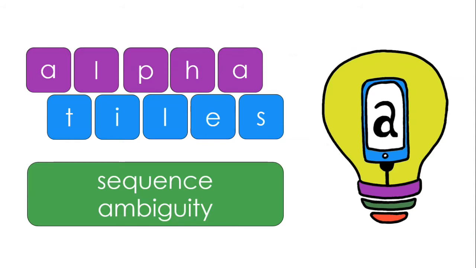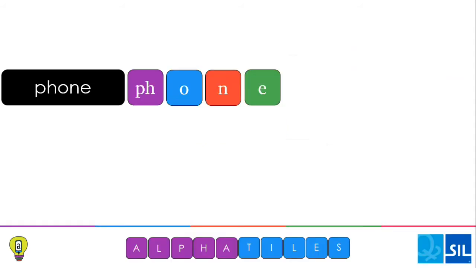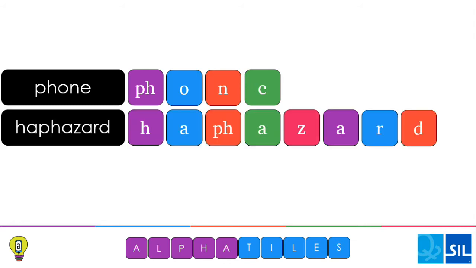Now we've run into a couple challenges with our word parser, and so we're going to talk about those. The first is sequence ambiguity. So most would probably agree we would teach the PH in phone as a unit. It's a digraph, right? But this means that for a word like haphazard, it would also parse PH onto its own tile, which makes the word kind of look like haphazard.